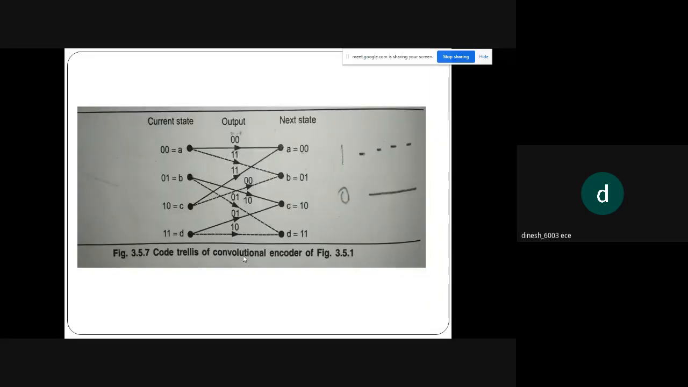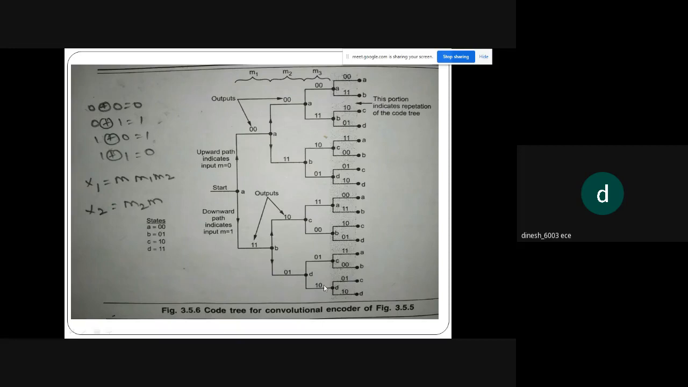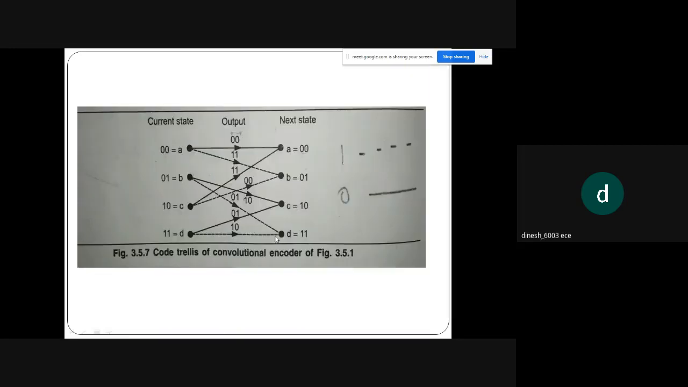So next is, let me check. Next, in a short time, I'll finish the code trellis. Okay. So next, how to draw the code trellis? It's very simple. From the code tree, we are going to derive the code trellis. In a short manner, I'll tell you.